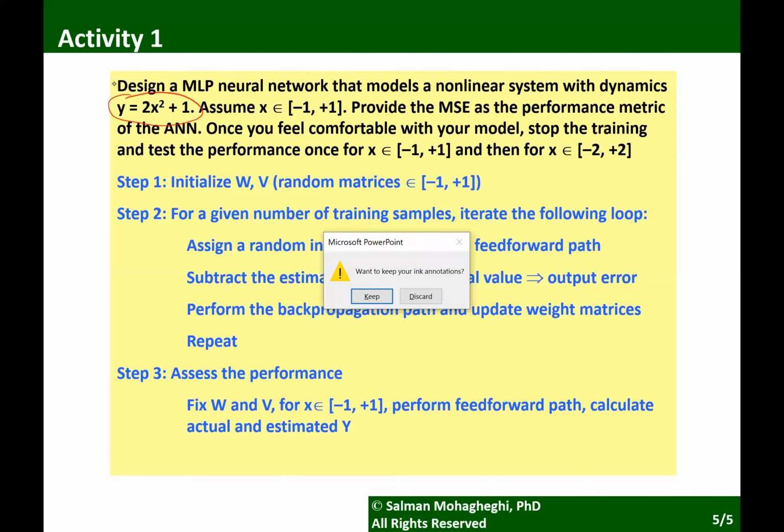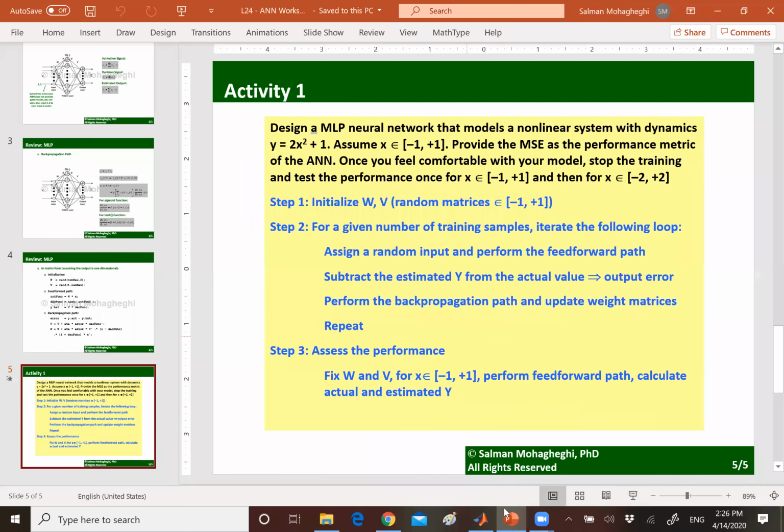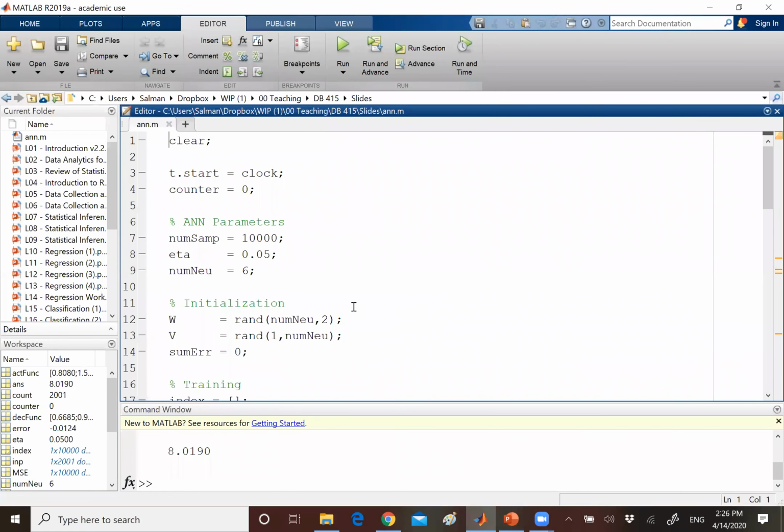So let me now show you the code that I have written for this purpose. As I mentioned, I'm not going to share this with you because I don't want you to copy my code necessarily. I'm just showing it to you so you get some sort of an idea of how this should look like. So essentially, first you start with some parameters. Here I have chosen 10,000 samples. My learning rate, I have chosen it to be 0.05. I encourage you to play with different numbers to see what difference it makes. And the number of neurons in the hidden layer, I have chosen it to be 6.